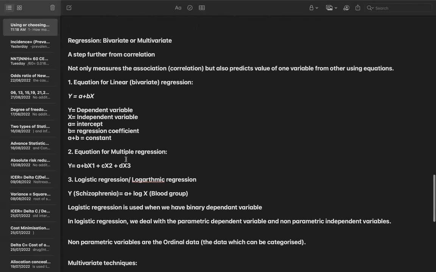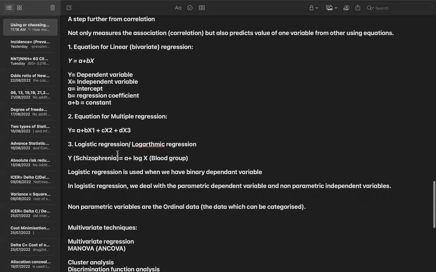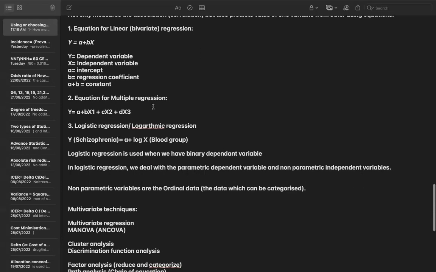It is very important to understand this equation. Y is your dependent variable, x is your independent variable, and a is called the constant. Y equals a plus bx is the equation for linear regression. Linear means bivariate regression. We have two variables, one dependent and one independent. Moving on, now we are talking about multiple regression.